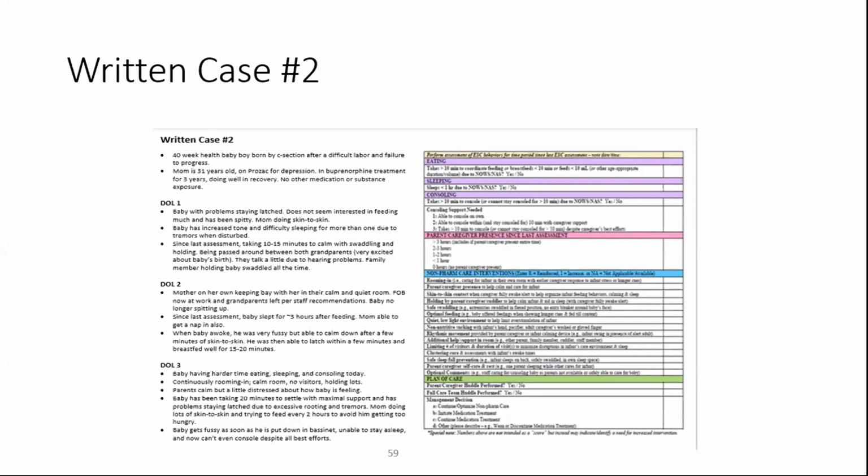Babies had problems staying latched, does not seem interested in feeding much, and has been spitty. Mom's doing lots of skin to skin. On day 1, babies had increased muscle tone, difficulty sleeping for more than an hour due to tremors when disturbed. Since the last assessment, he's been taking 10 to 15 minutes to calm with swaddling and holding.